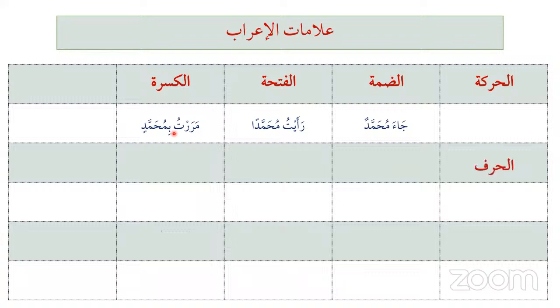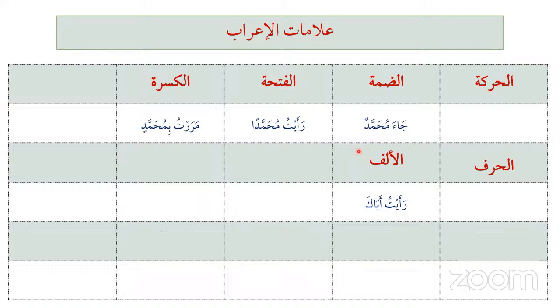Then we have al-harf. Sometimes it's not even got to do with vowels. The short vowels don't give away what state a word is in. Sometimes it's actually a letter. So we have al-alif, for example. Al-alif is a sign sometimes that a word is in the state of nasb.